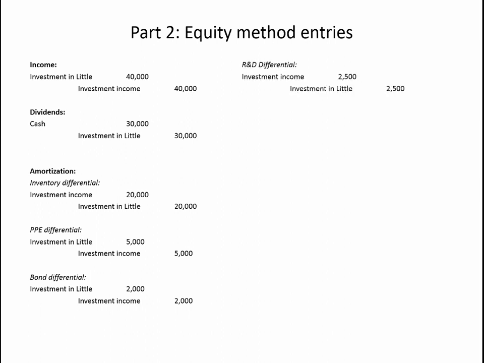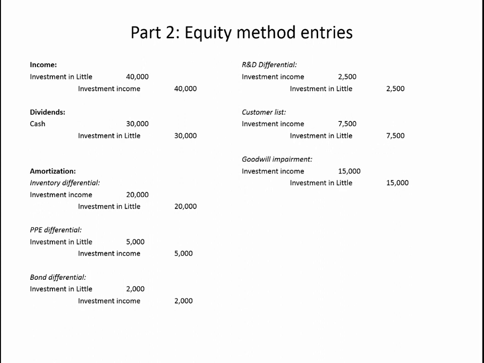Amortize our research and development differential, and amortize our customer list differential. Again, the R&D differential and the customer list are both assets that are being written off. Writing off those assets reduces our income. Finally, we have our goodwill impairment.